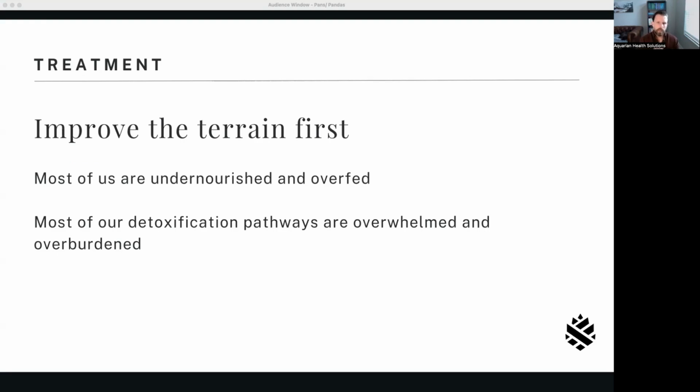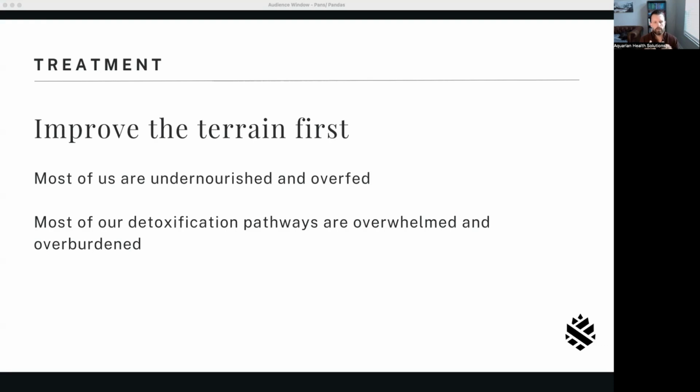Because if we go in and try and clean up everything or get rid of all the microbes and there's no efficient way for them to get out, then oftentimes, especially in children, it will exacerbate their symptoms. And this comes down to a couple reasons, but unfortunately, most of us are undernourished and overfed. So we don't have the key mineral and vitamin cofactors to allow for proper detoxification. And most of our detoxification pathways are overwhelmed and overburdened.